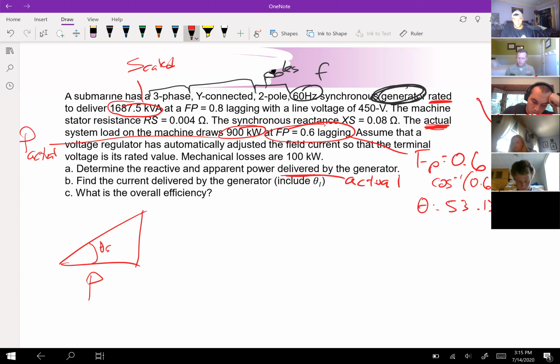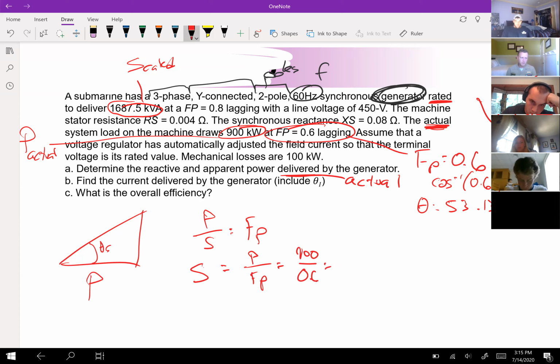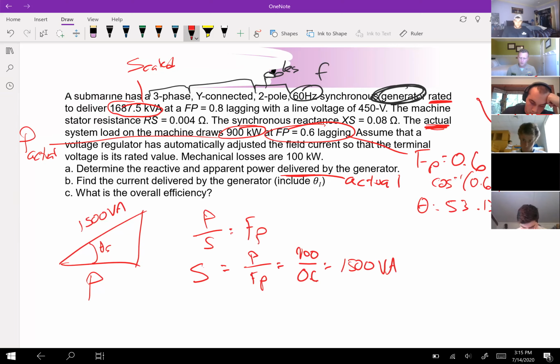Another way to solve it, and I'm doing that to remind you, is that if you have two parts, or a power factor and one part, you can always find the other parts of the power triangle. P over S is also equal to the power factor. So if I needed S, well, it's P divided by PF. So 900 divided by 0.6 gives me 1500 VA. Okay, so there's the first part: the apparent power, S.